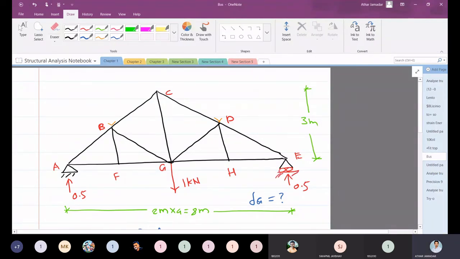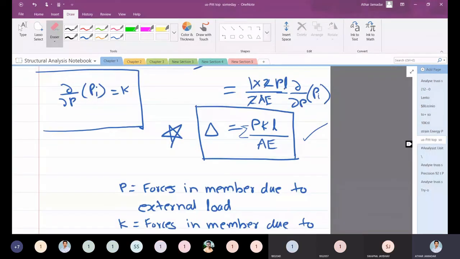So these two reactions are there, and one vertical load is there. Now we have to analyze this entire truss once again for this given loading system. The member forces in the initial case, whenever the external load is acting, we denote as PAB or PBC like this. Now under the action of this unit load, or 1 kilonewton load, we will denote these forces as KAB and KBC likewise.